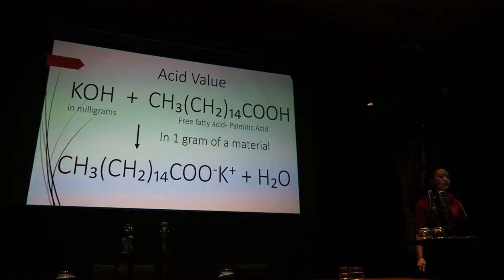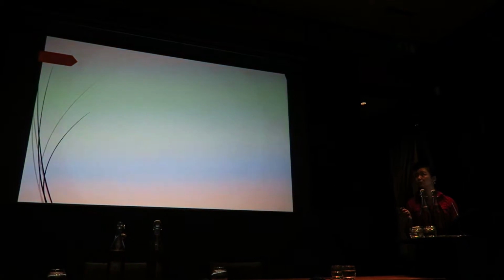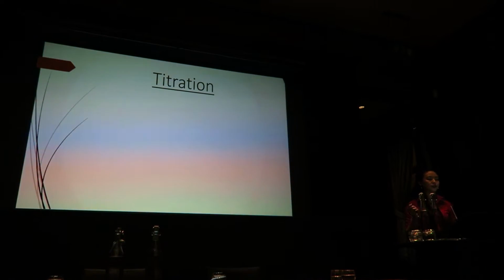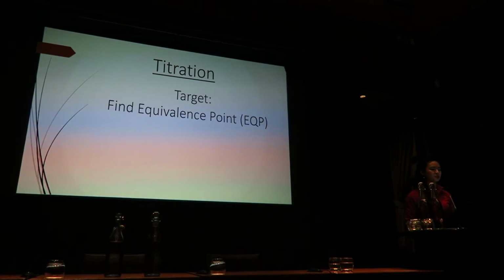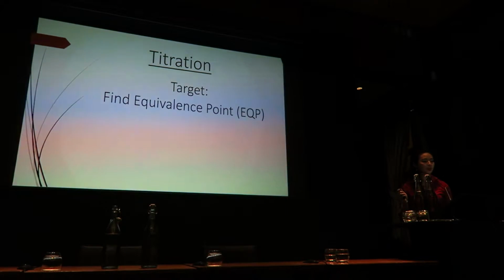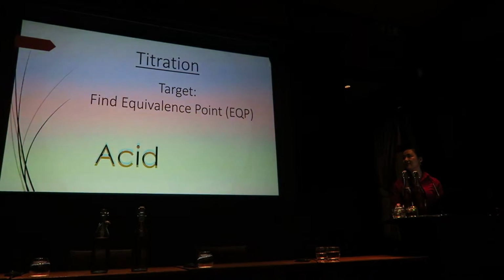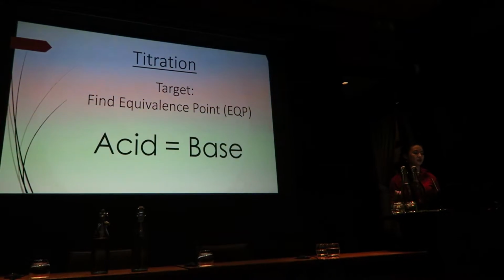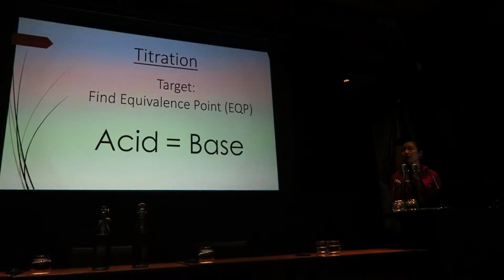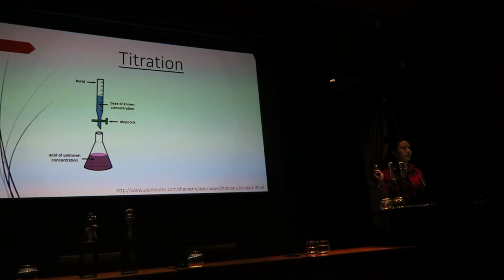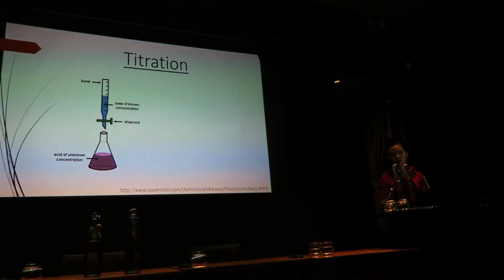Usually to test an acid value, you would use a method called titration. So titration, the end point for a titration is to find your equivalence point, which will give you an acid value. And equivalence point, chemically speaking, is when the amount of acid is equal to the amount of base in terms of stoichiometry.